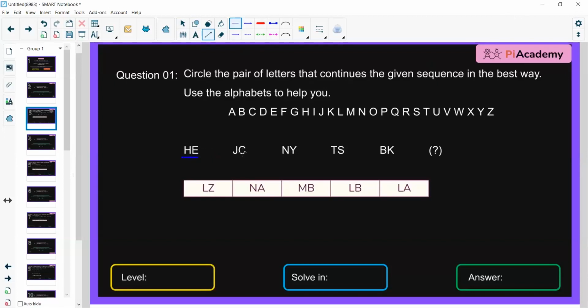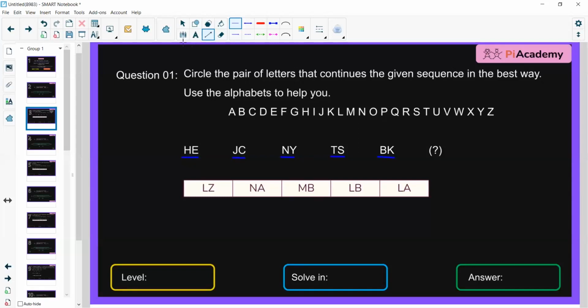Then HE is followed by JC, JC is followed by NY, NY is followed by TS, then BK, and then a question mark, right? Now, what is this series? These are actually pairs of two alphabets, right? Here you can see two alphabets with the first letter standing for H and the second letter standing for E. Secondly, you have J and C.